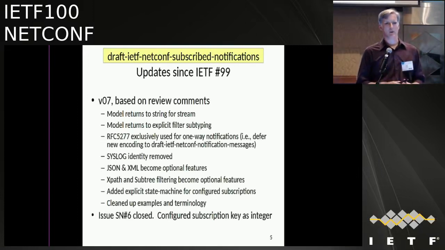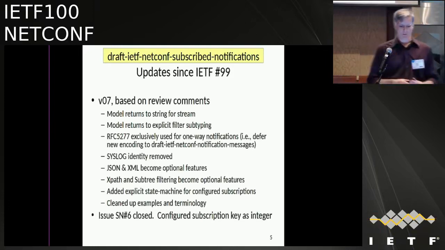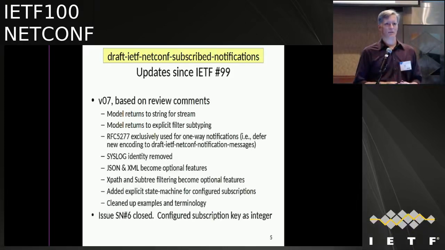We returned to some of the things we had in earlier drafts. We had a return to a string for a stream, and we had explicit filter typing in our earlier drafts, went away, and then returned to that. There were also some excellent comments made on RFC 5277 and its use for one-way notifications, and we clarified that as well. So there's a whole bunch of cleanup changes. The structure of the document stays fairly consistent, but now it is definitely more readable and probably more applicable than before the review.